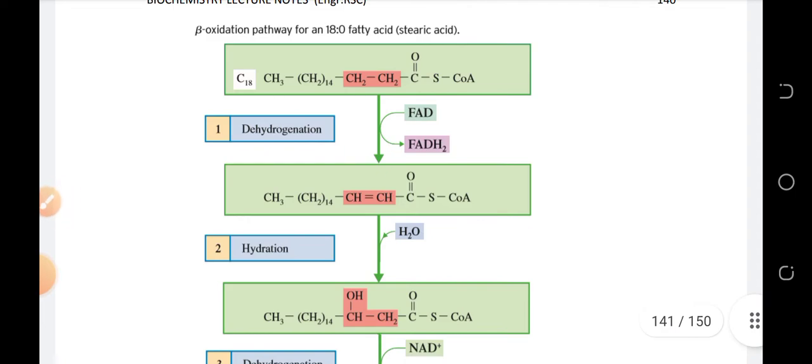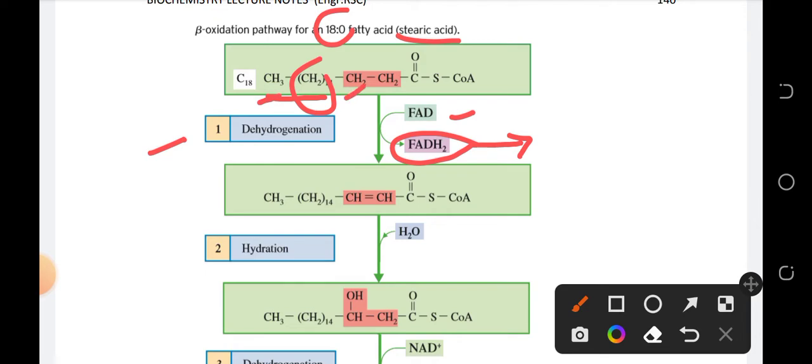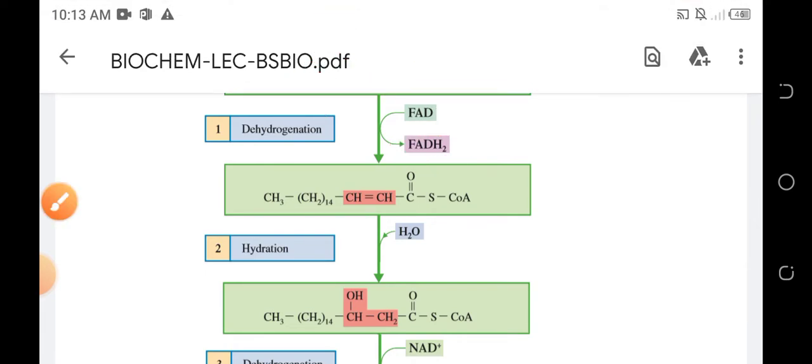Okay, so let's just demonstrate it dito. We have here the beta oxidation which is 18:0. Ibig sabihin saturated fatty acid yan, walang double bond, and the name is stearic acid. So initially, that's the first step, dehydrogenation. We use the intermediate FAD and mapoproduce ng FADH2, which could go to the Krebs cycle, to the electron transport chain para maging ATP. Now, this one is C14, plus 1, so that's 15, 16, 17, and 18. So that is the acyl.